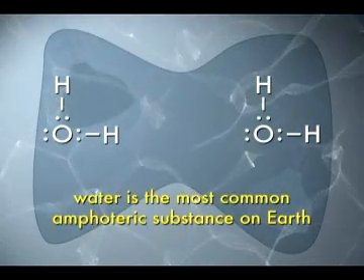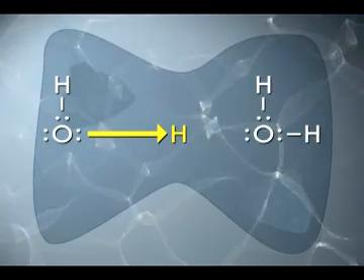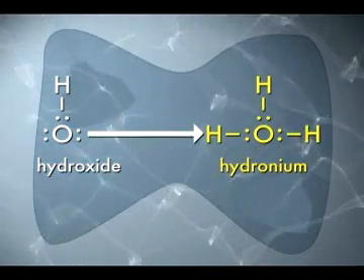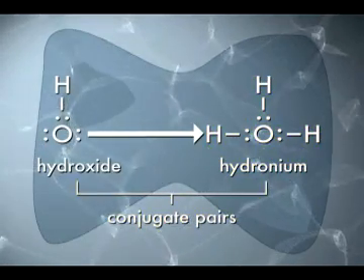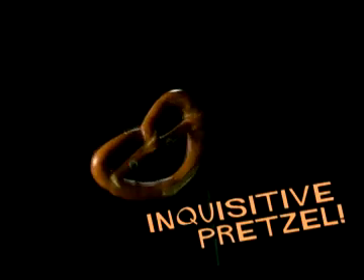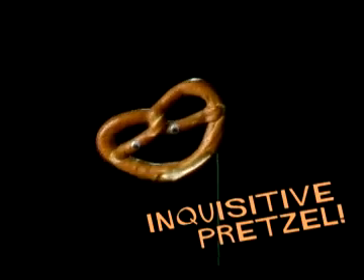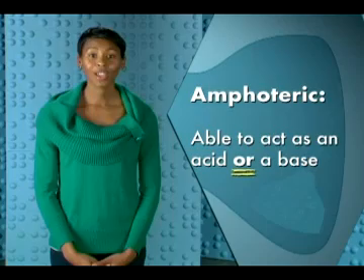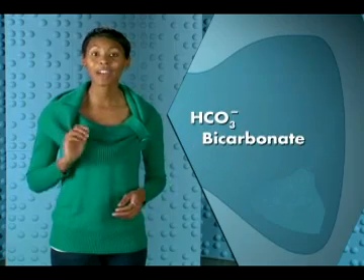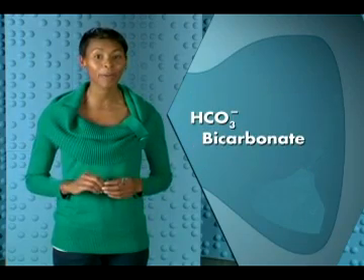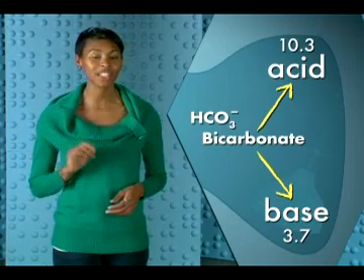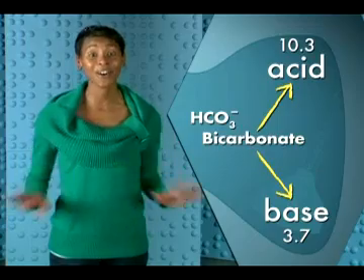Water is the most common amphoteric substance on Earth. It can donate a proton to become hydroxide or accept a proton to become hydronium. That's why it forms conjugate pairs with both hydronium and hydroxide. So water is amphoteric and it has a pH of 7. That's a neutral pH. So do amphoteric molecules always have neutral pHs? Nope. Amphoteric molecules can be pretty strong acids or bases. The bicarbonate in your stomach's lining is a good example. As a base, it has a pH of 3.7, but it can also be an acid with a pH of 10.3. That's not neutral at all.